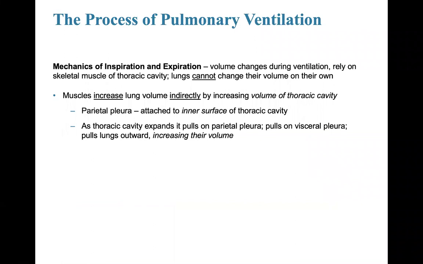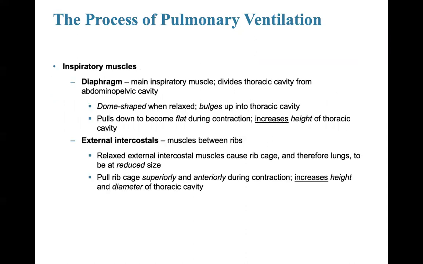So now let's look at the mechanics of inspiration and expiration. The volume changes during ventilation rely on skeletal muscle of the thoracic cavity. The lungs cannot change their volume on their own. Muscles increase the lung volume indirectly by increasing the volume of the thoracic cavity. The parietal pleura, which is attached to the inner surface of the thoracic cavity, will expand with the cavity. It pulls on the parietal pleura, which pulls on the visceral pleura, and as a result, you end up pulling the lungs outward, increasing their overall volume.